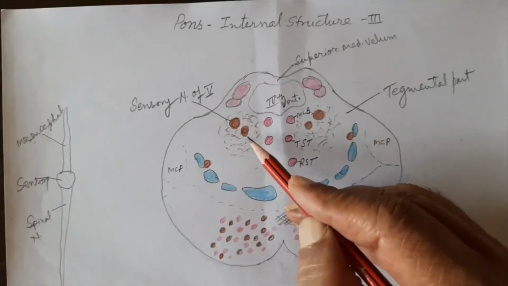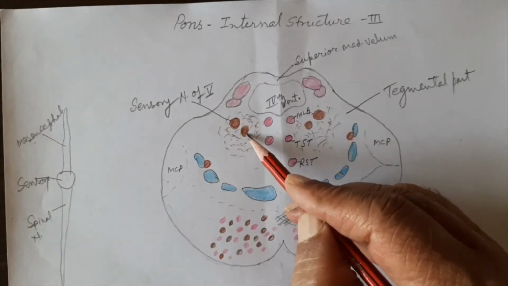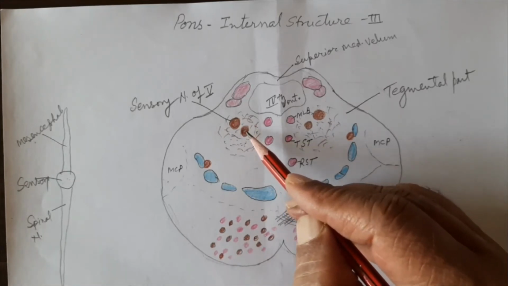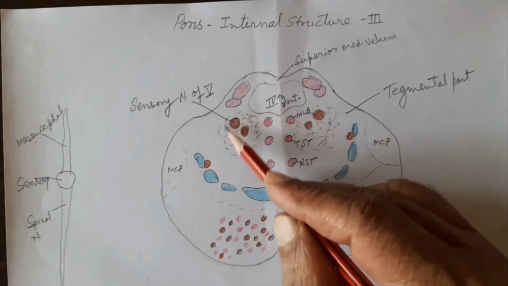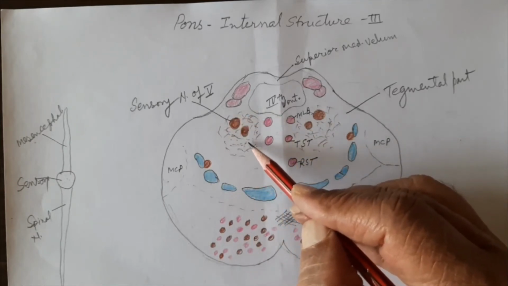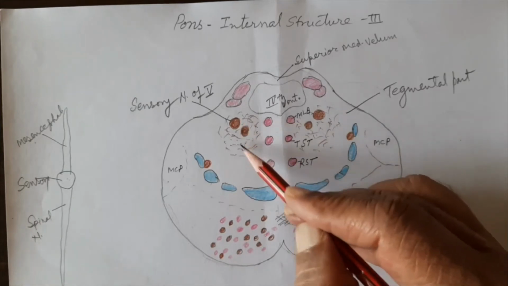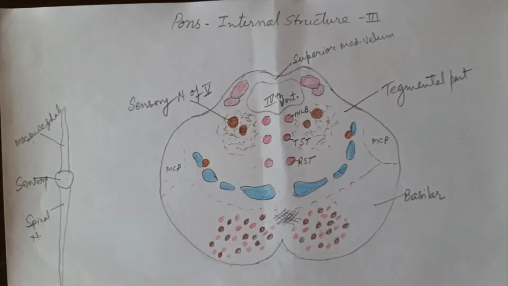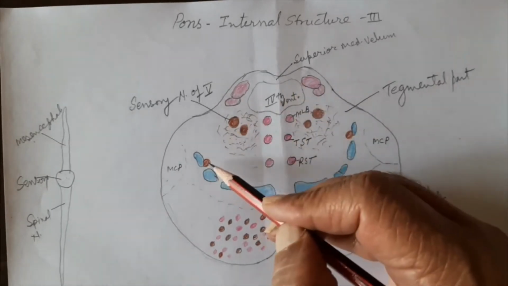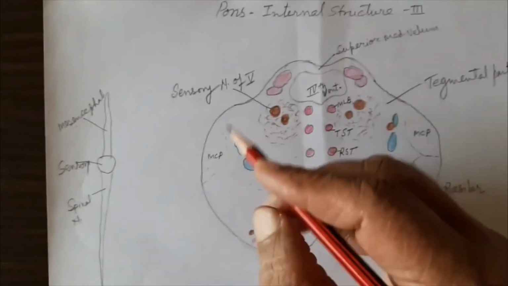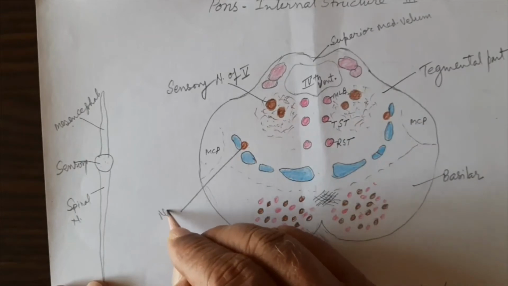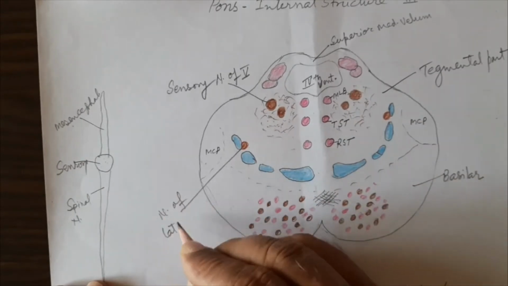Now, the second nucleus is the motor nucleus of the trigeminal nerve, and it lies medial to the sensory nucleus. These nuclei are situated in the reticular formation. So there are scattered gray masses and a network of white fibers that form the reticular formation. Then there is a nucleus of the lateral lemniscus. This is named the nucleus of the lateral lemniscus.